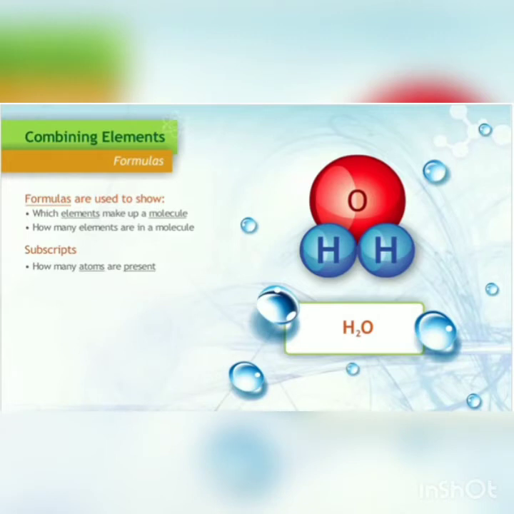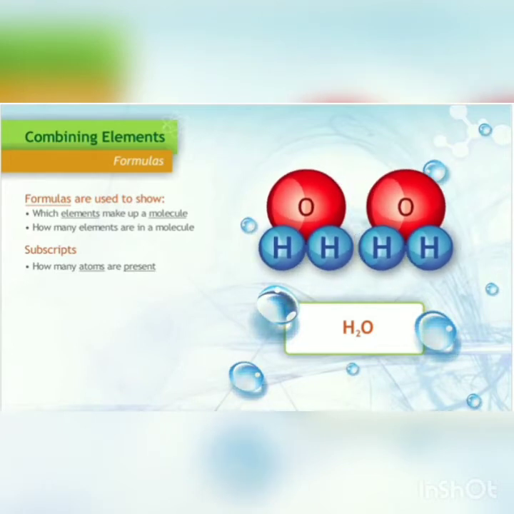Oxygen does not have a subscript. This implies there is 1 atom of oxygen. So here we have 1 molecule of water, which has 2 hydrogen atoms and 1 oxygen atom. If we have 2 molecules of H2O, we do not write H2O twice. Instead, a number in front of the molecule tells us how many molecules are present in the formula. This number is called a coefficient. There are 2 molecules, so a coefficient of 2 is placed in front of the molecular formula.